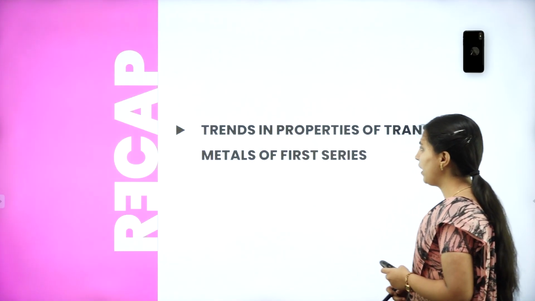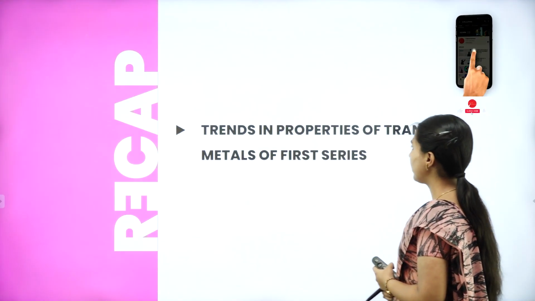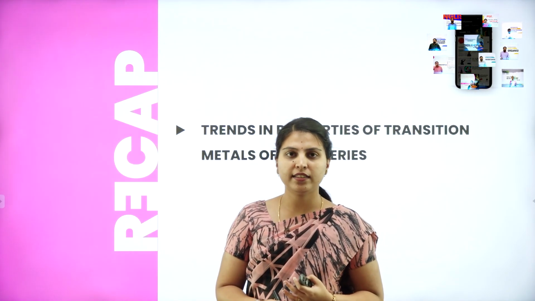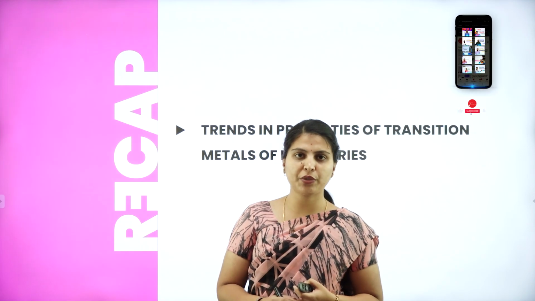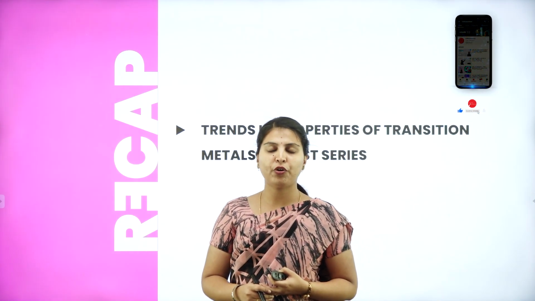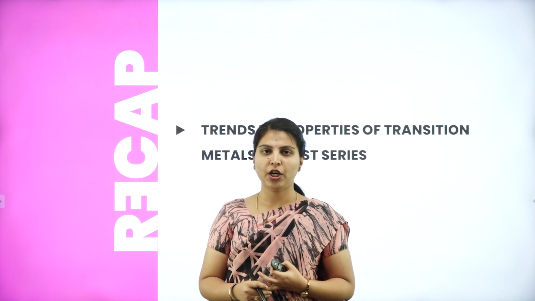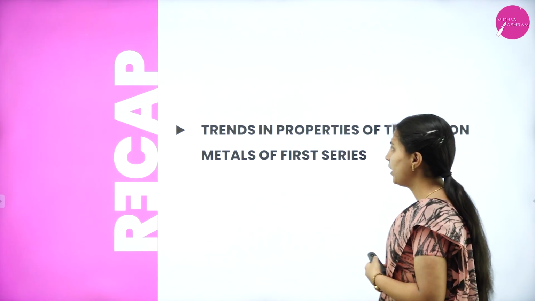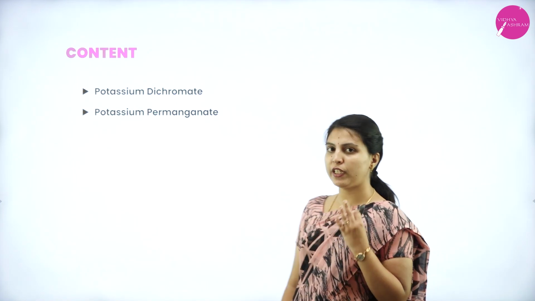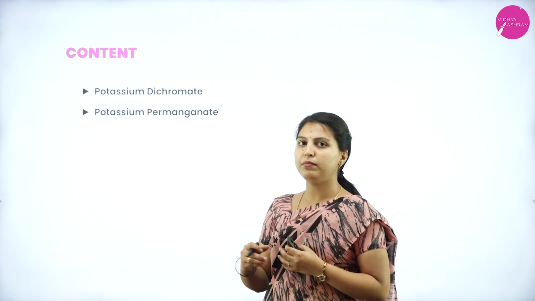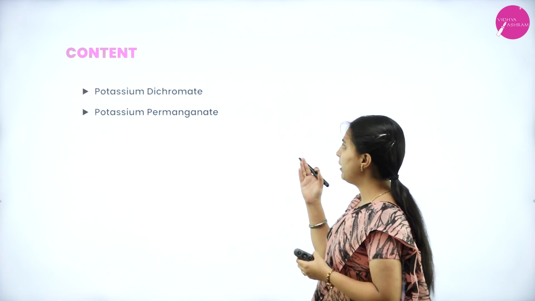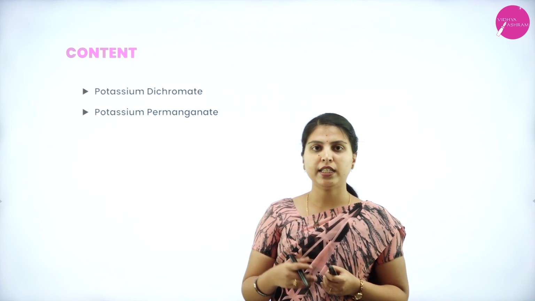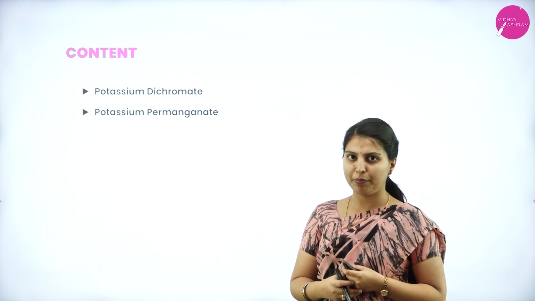In the previous session we have discussed trends in properties of transition metals of first series like oxidation states, metallic properties, alloy formation properties, interstitial compound formation properties and magnetic properties. These are the properties which we have discussed in the previous session. In the current session, we will discuss some of the important compounds from D block elements, that is potassium dichromate and potassium permanganate, its preparation, its properties and also its importance.